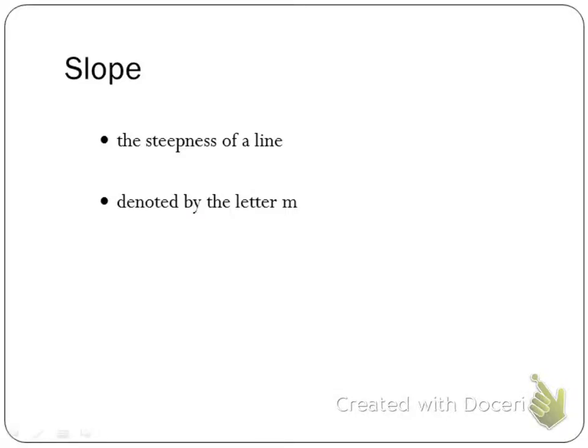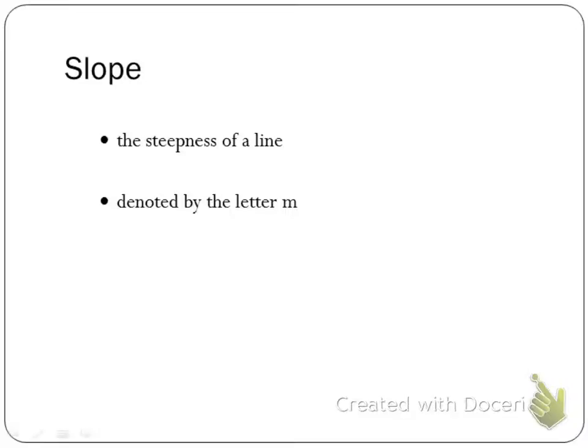All right, slope is actually the steepness of a line. So anytime you hear me say slope, we're talking about how steep the line is. Do you guys know what the word denoted means? It just means another way to say slope. So instead of writing out the word slope, we're going to use the letter M. So anytime you see M equals, we're talking about the slope. M is the same thing as slope.